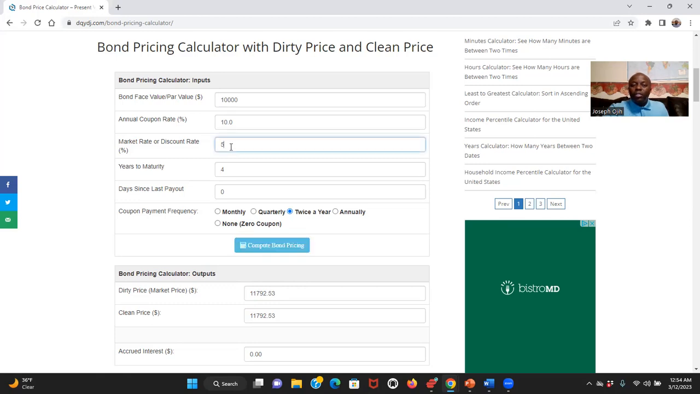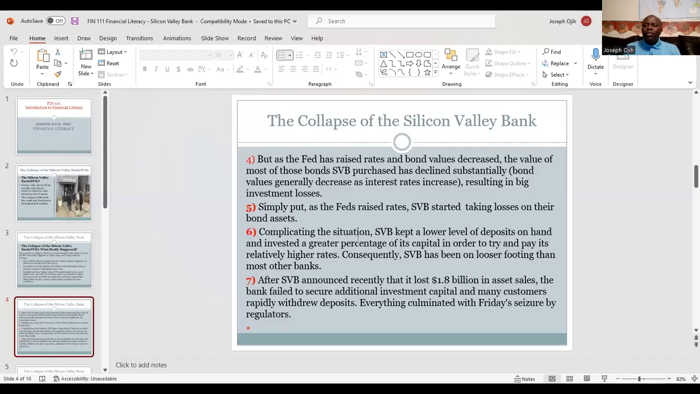Now, if I lower the interest rate to 1%, watch the value of the bond. It jumps to $13,550. So that will tell you the predicament that Silicon Valley Bank faced. First, the value of the bonds they have declined because the Federal Reserve kept on raising the interest rate. So that means they don't have to be able to pay for the high rates they give to depositors.